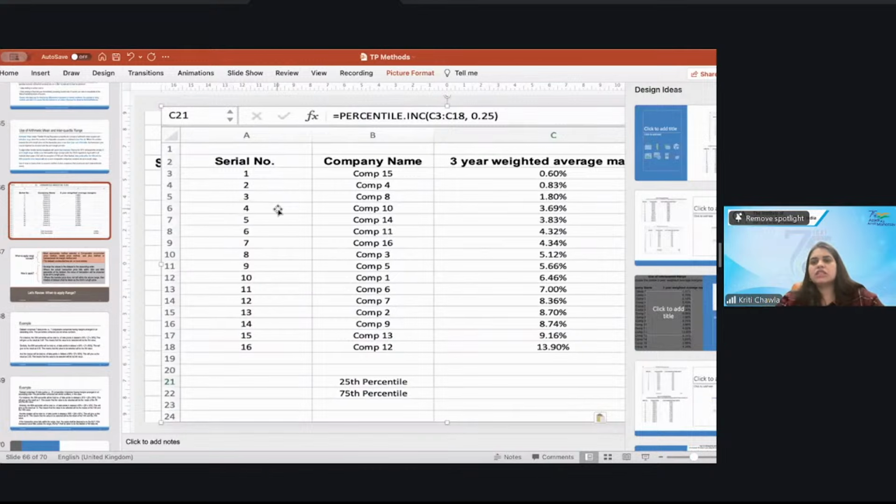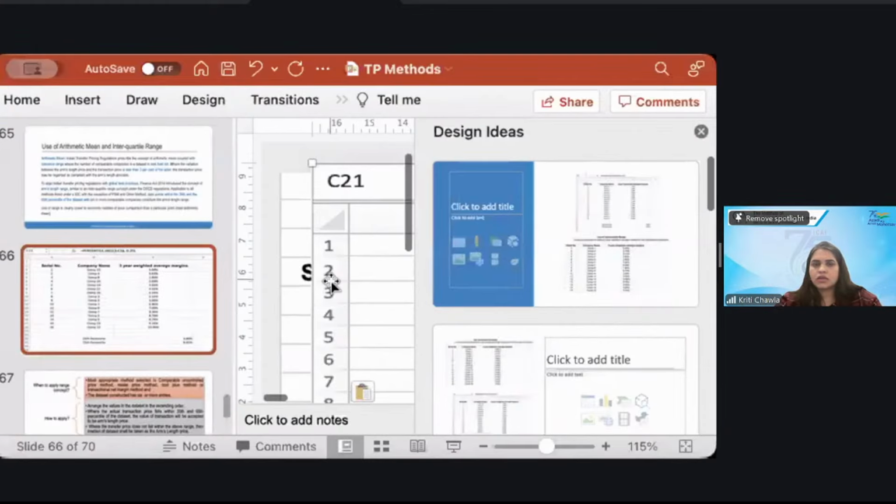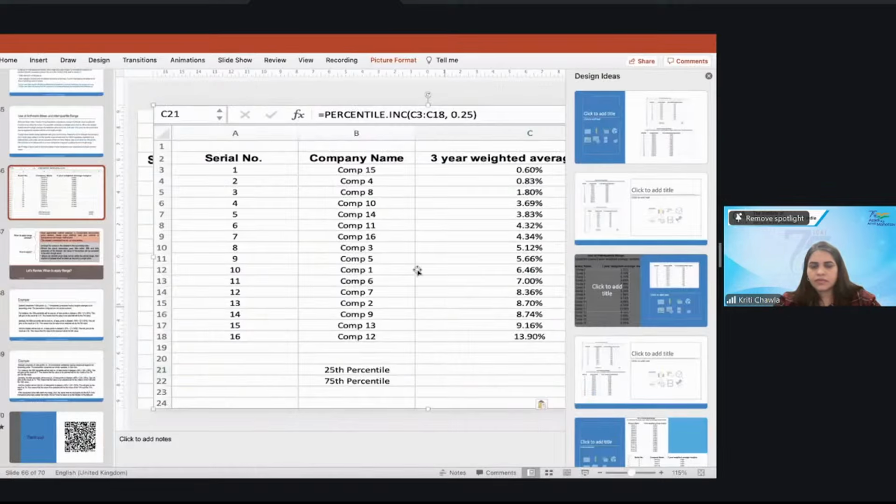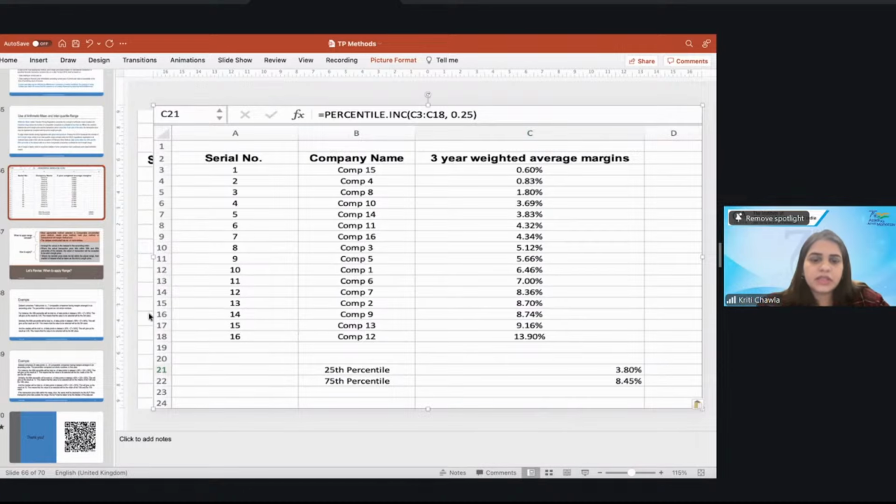Okay, so this is how you actually do that. Is this visible, guys? Sorry. Okay, now is it visible?